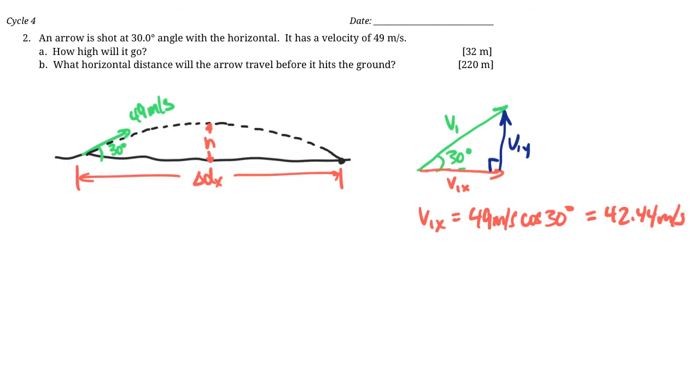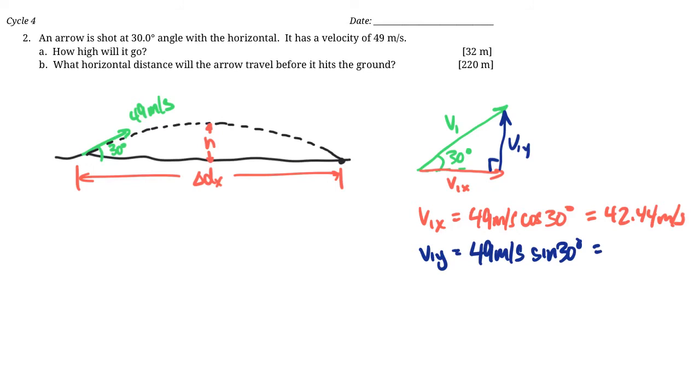So in the x direction, basically the initial speed in the x direction is 42.44 meters per second. And we can find the initial speed in the y direction, which is going to be 49 meters per second sine 30 degrees, which is, ooh, I should be able to do this one in my head.